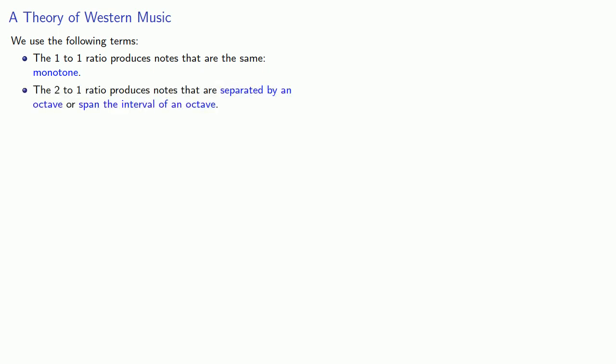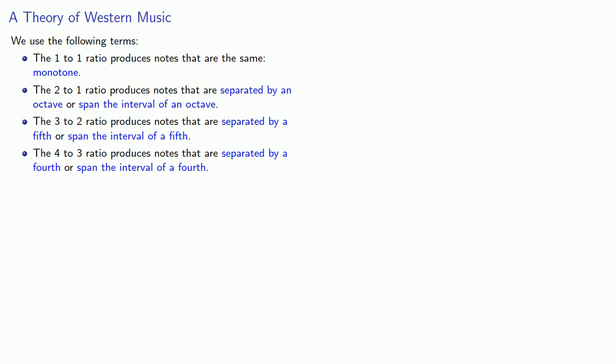So here's a brief overview of Western music theory, mostly so that we have a language to talk about our following results. We use the following terms. The 1-to-1 ratio produces notes that are the same. They're monotone. The 2-to-1 ratio produces notes that are separated by an octave or span the interval of an octave. The 3-to-2 ratio produces notes that are separated by a fifth or span the interval of a fifth. The 4-to-3 ratio produces notes that are separated by a fourth or span the interval of a fourth.